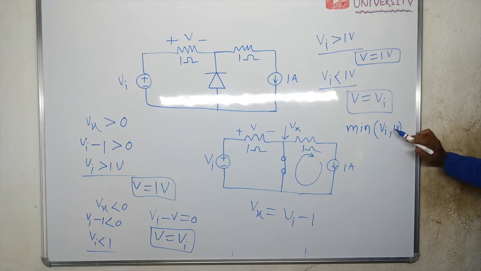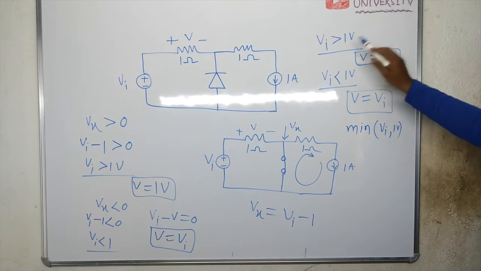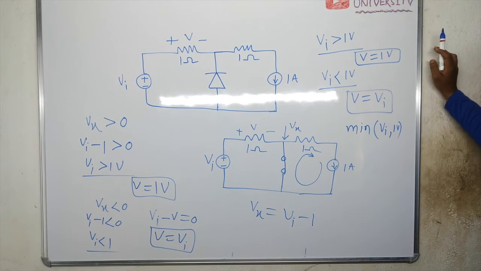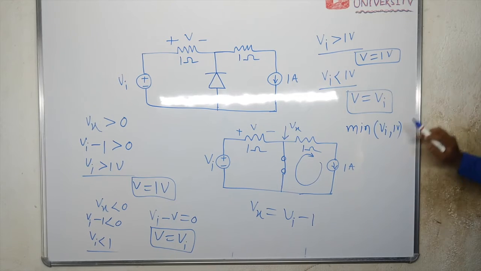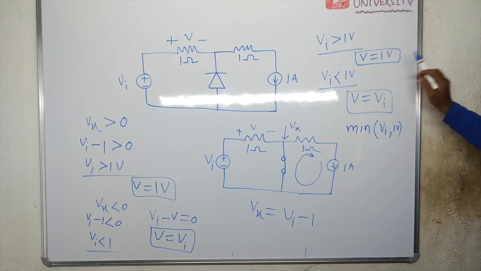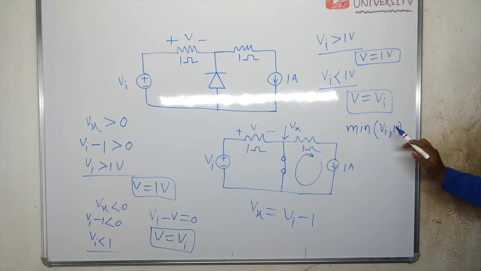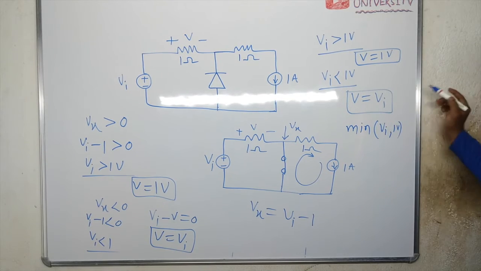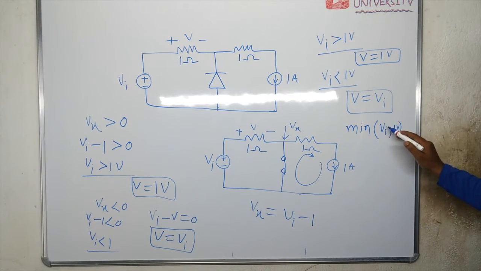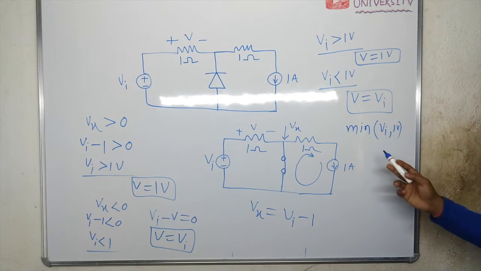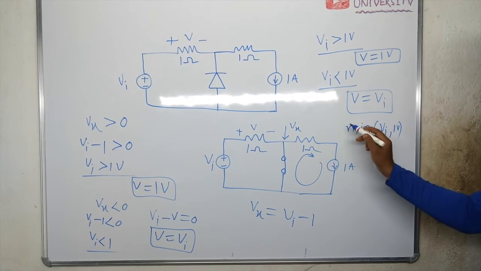If Vi is greater than 1, then what is the minimum value between Vi and 1? The answer will be 1. Okay, that is your B. And if Vi is less than 1, then between Vi and 1 volt, which one will be less? This Vi will be your B. So this option is correct.